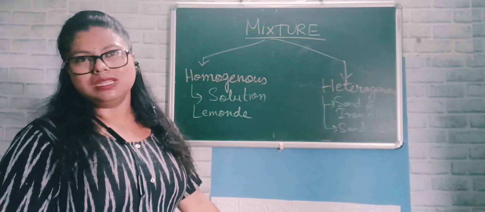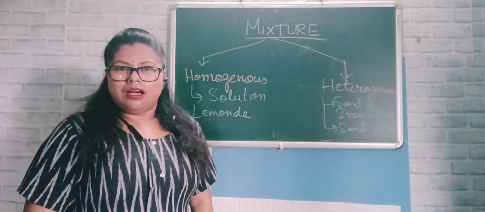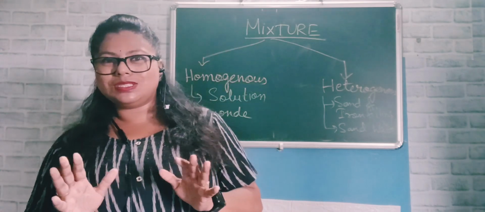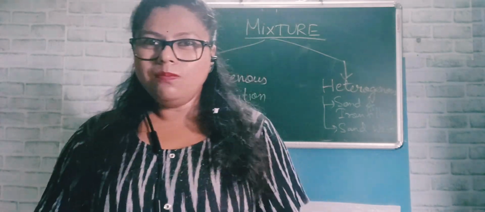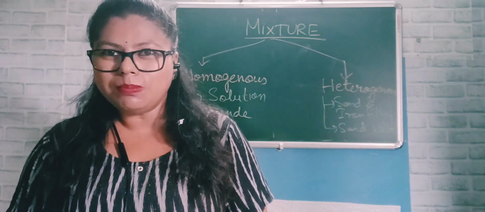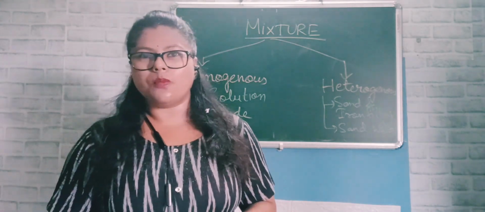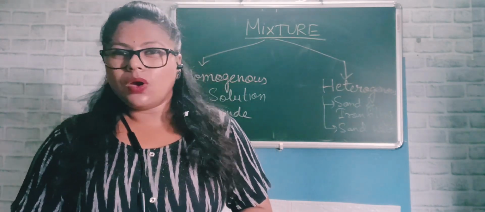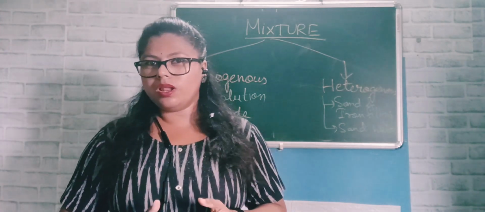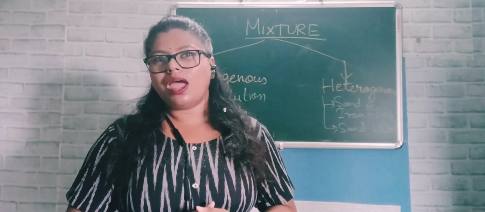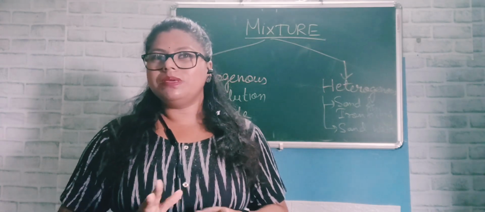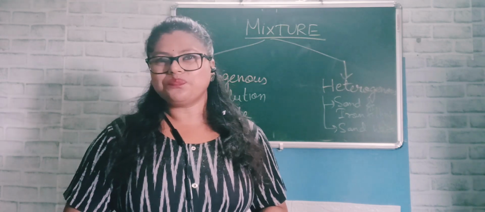are uniformly distributed. Fine. So I hope you understood these three things: element, compound, and mixture separately, and are able to understand their difference now.